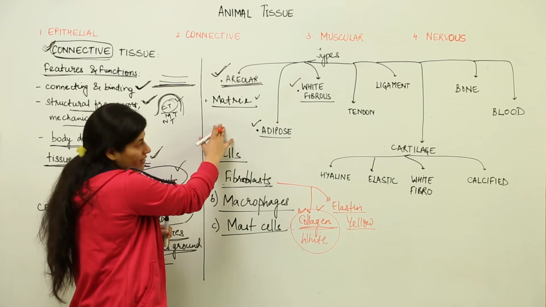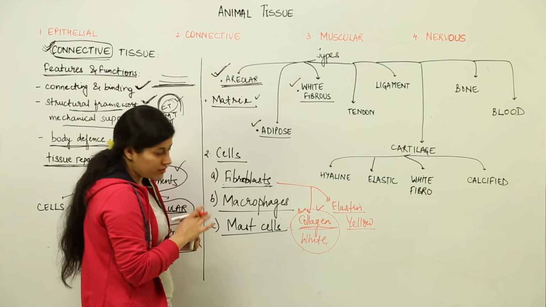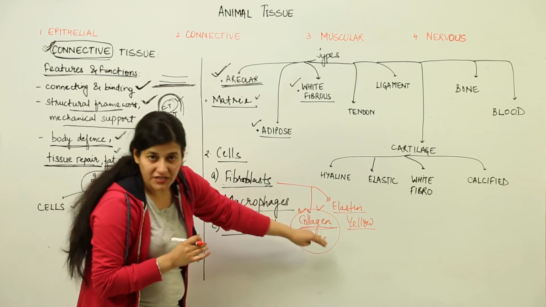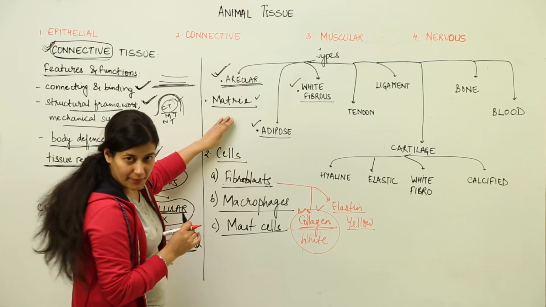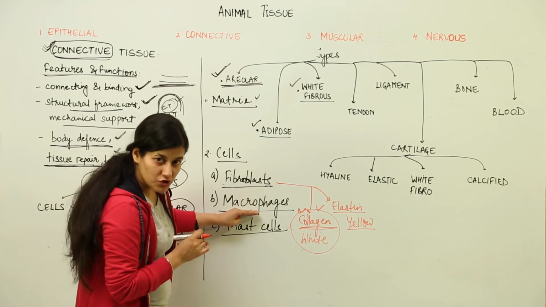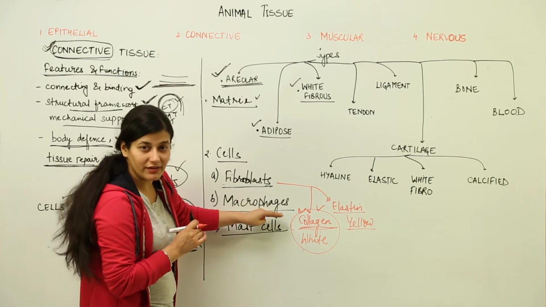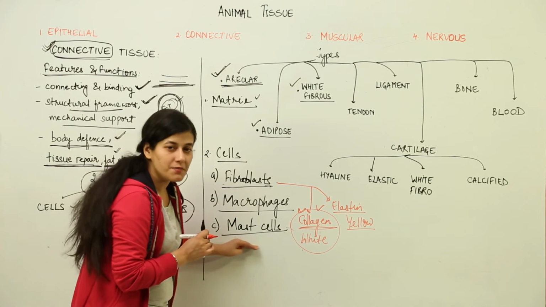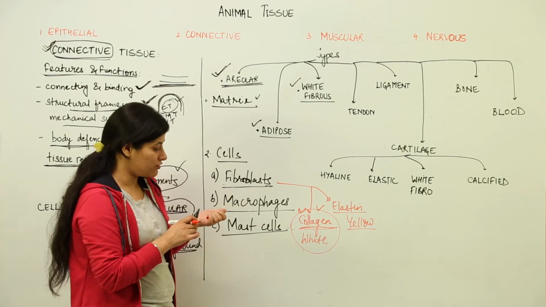So the matrix would be fibrous in case of areolar tissue. Fibroblasts would form these fibers. These fibers would form the matrix. There would be macrophages present here and there for phagocytosis, and mast cells for any sort of inflammatory response.